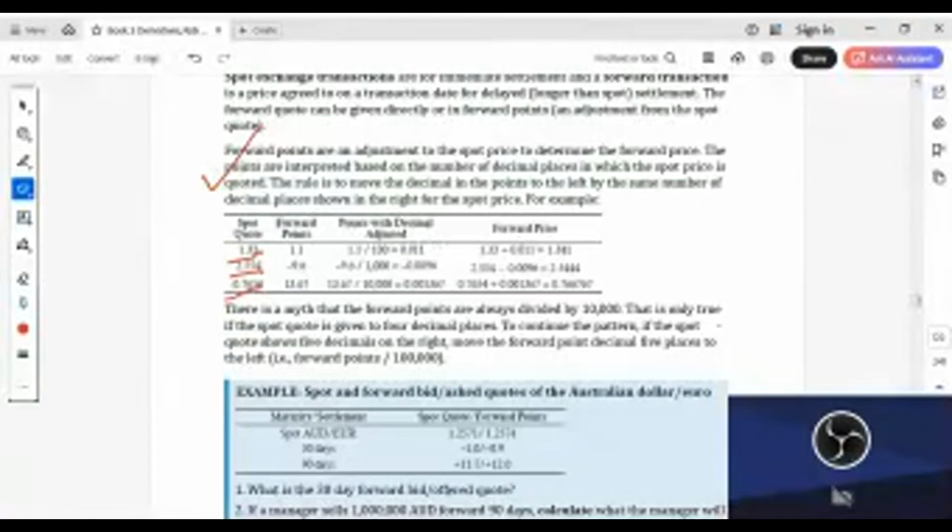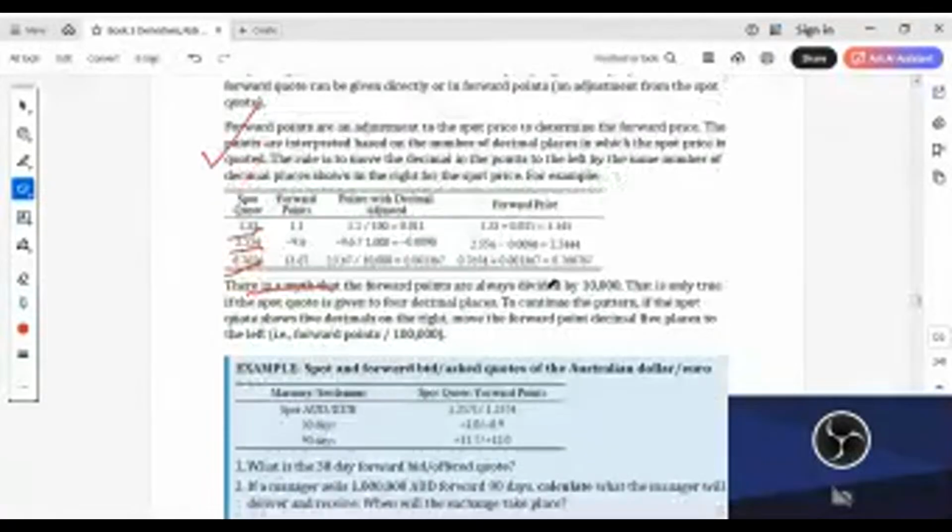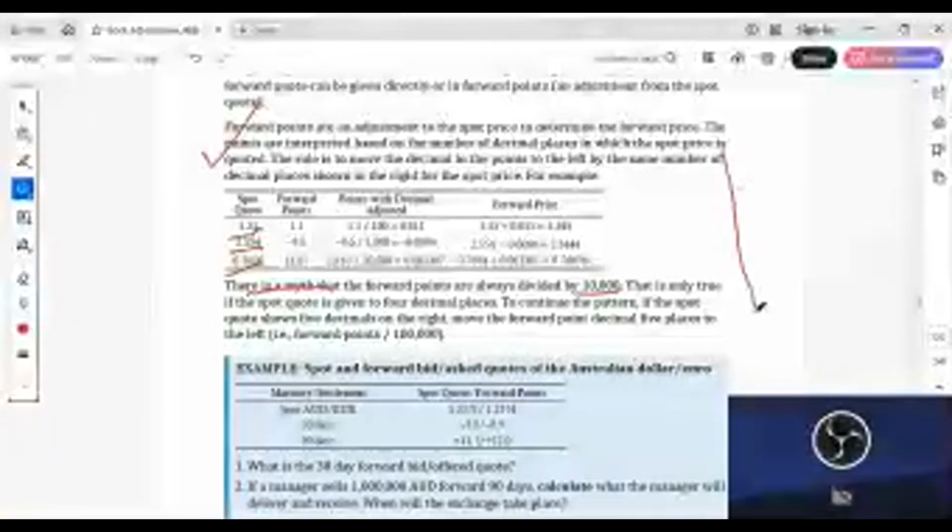And what was there until now, they now call a myth: always divide by 10,000, that's a myth. Is this clear?